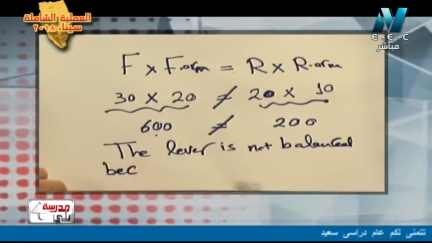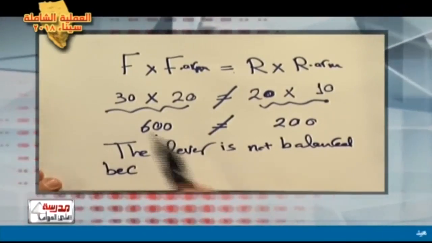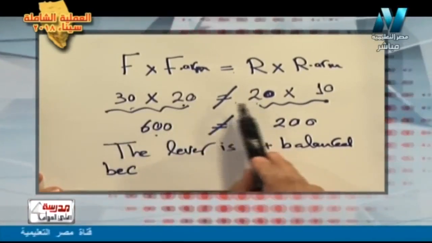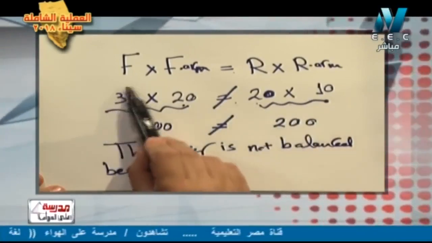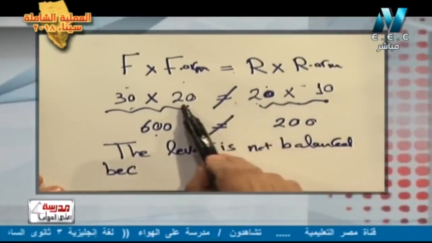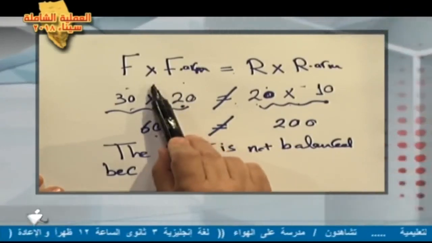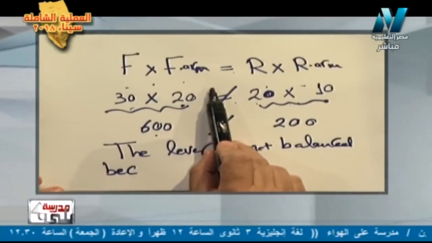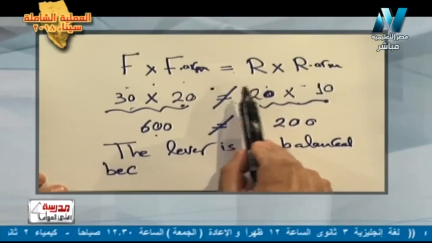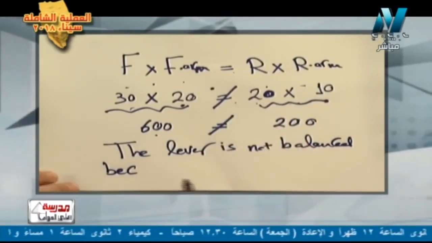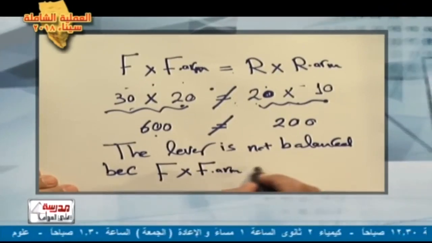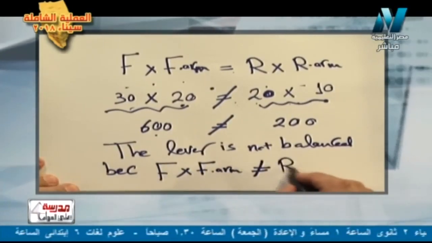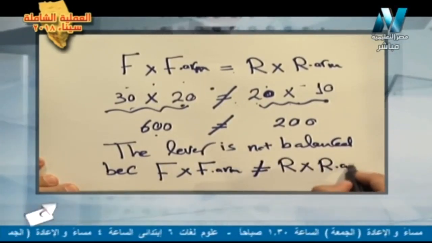Why? Because I have found that the two sides of the law aren't equal. So I can say because effort force by effort force arm isn't equal to the resistance by the resistance arm.